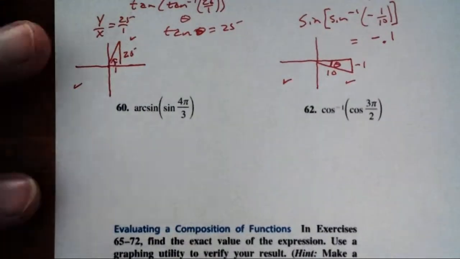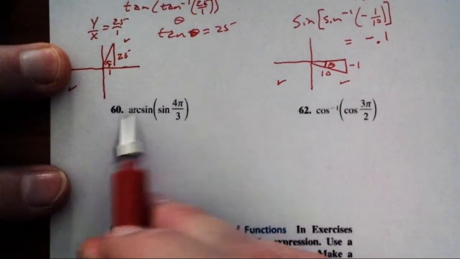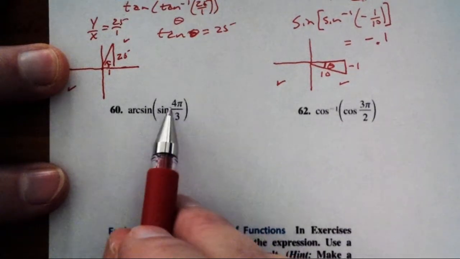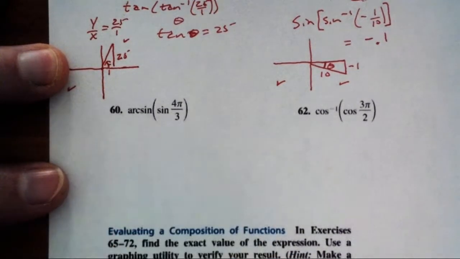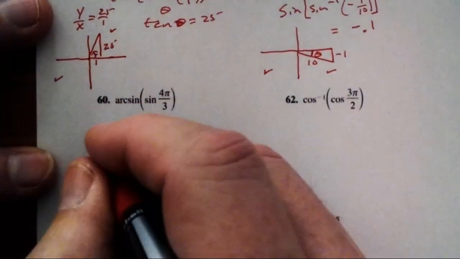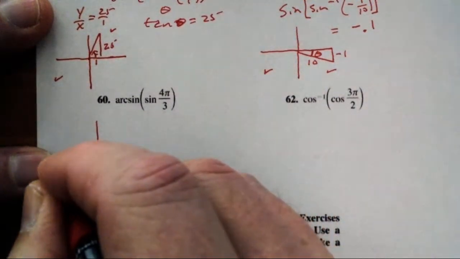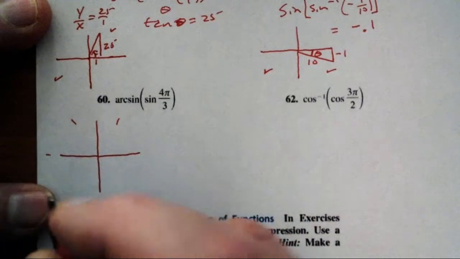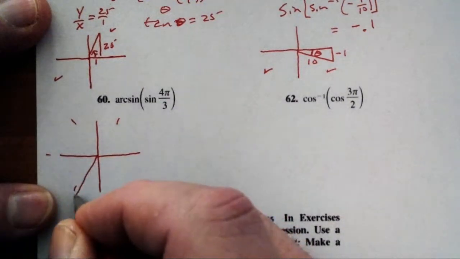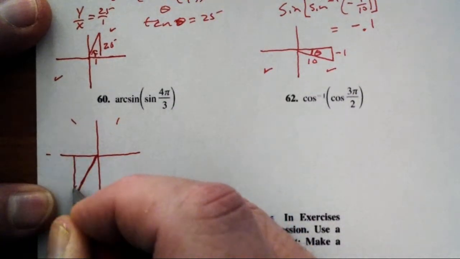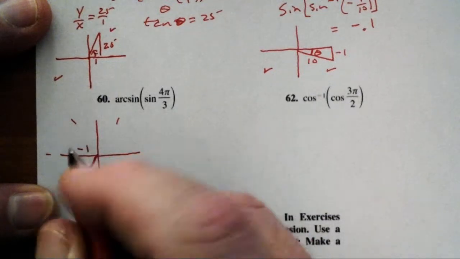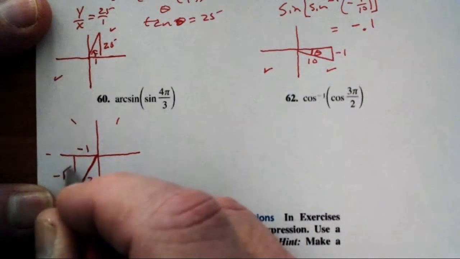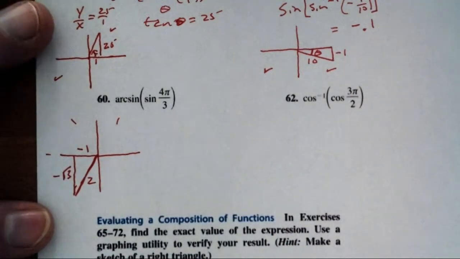Okay, here's a dangerous one. Don't inverse trig functions just turn things into what they were? Doesn't this just undo sine? Well, let's take a look. Sine of 4/3 pi. 1/3, 2/3, 3/3, 4/3 pi. We're right here. We've got a nice 30, 60, 90, -1, 2, -square root of 3.